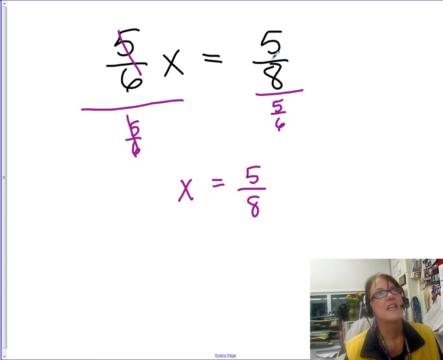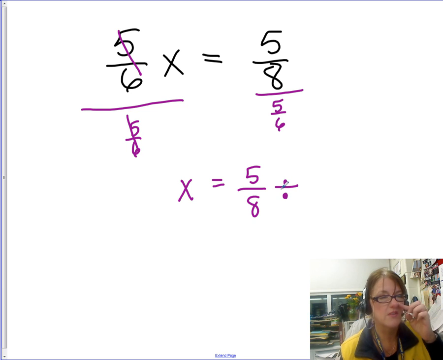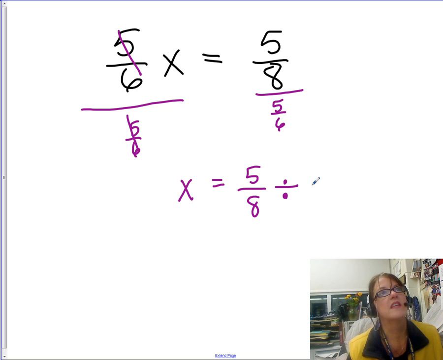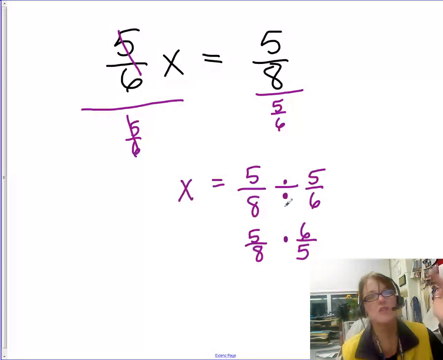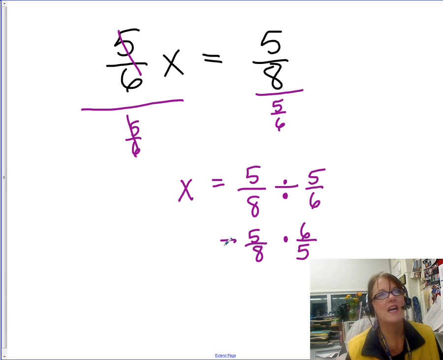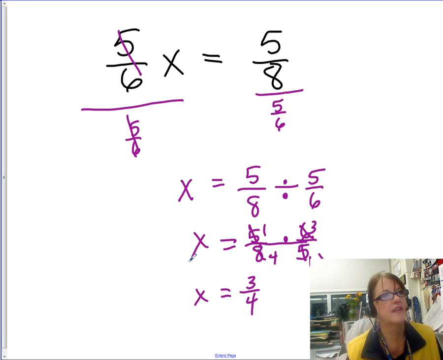5/8 divided by, instead of having this big, what we call a compound fraction, it looks like fractions in fractions. Think of this as dividing by 5/6. And then, oh yeah, division means multiply by the reciprocal. Ta-da! That first number stays the same. Division is multiplied by the reciprocal. Aha! Now, you could get 30 over 40, but I would rather do some simplifying here, numerator and denominator wise, and I get 3/4. If you used your calculator, you get that, okay?